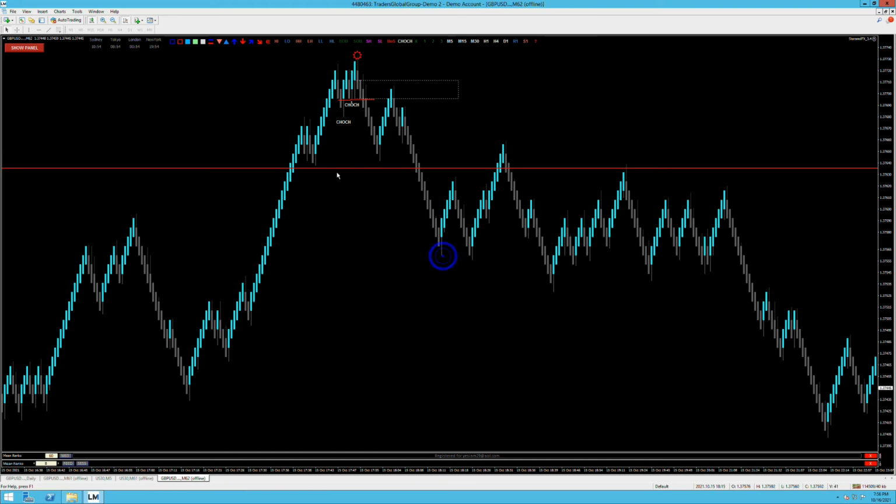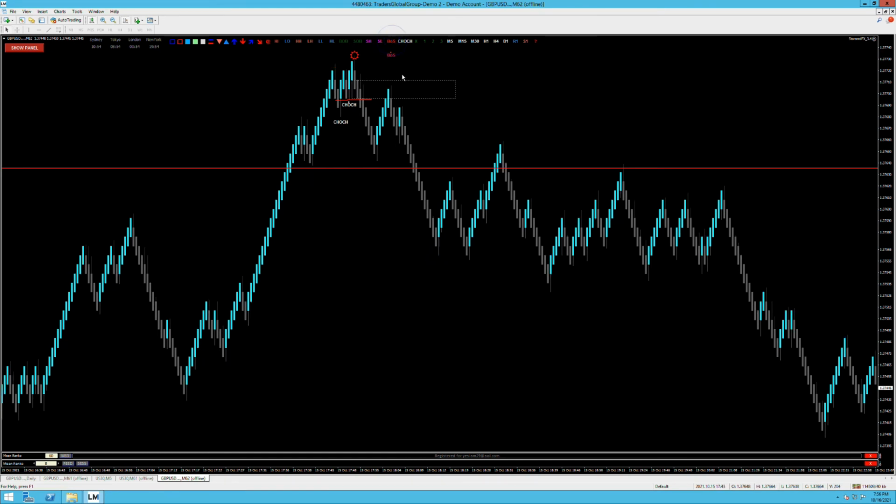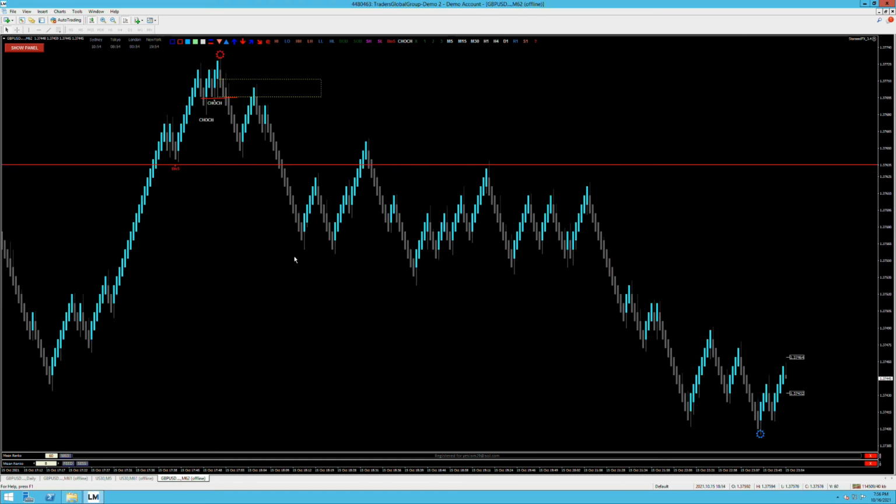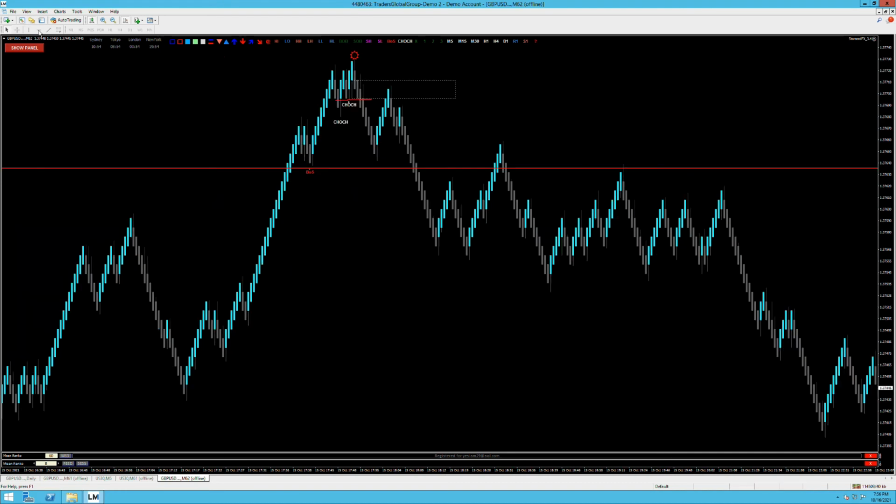Price comes down and actually breaks the structure. This is the previous structure, the previous higher low. And then what it does, comes back, it creates liquidity. So we have some liquidity down here, even though it's right here.